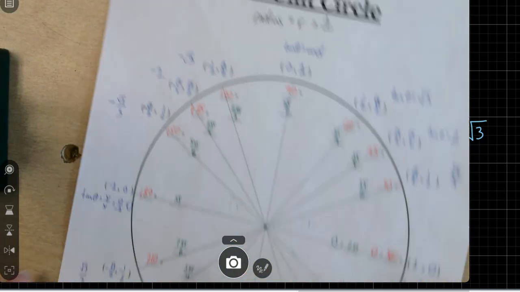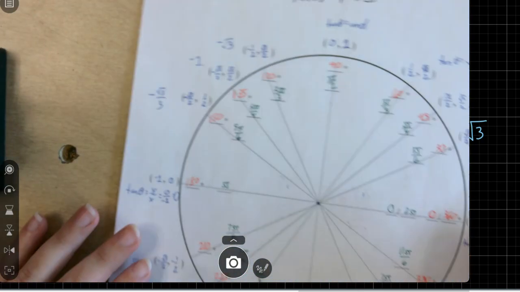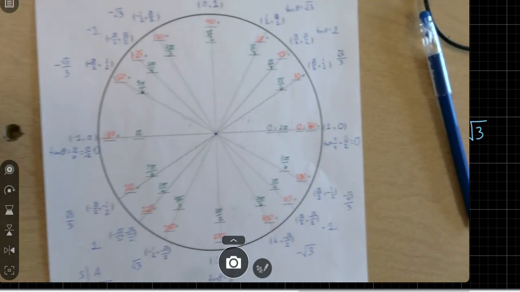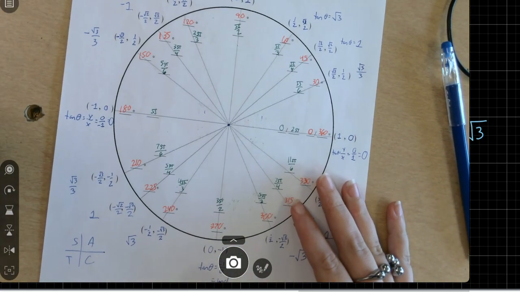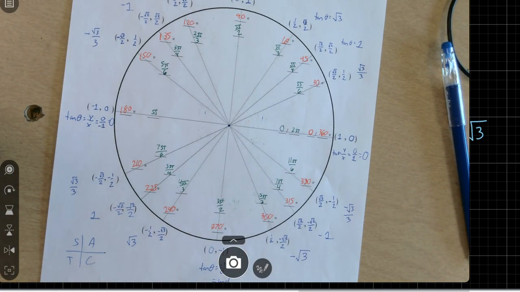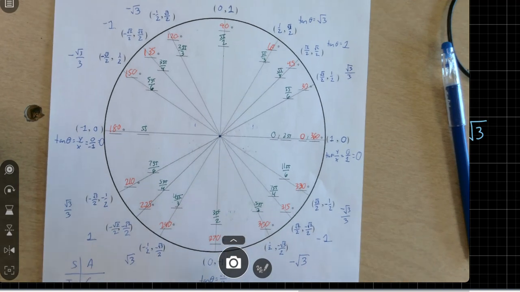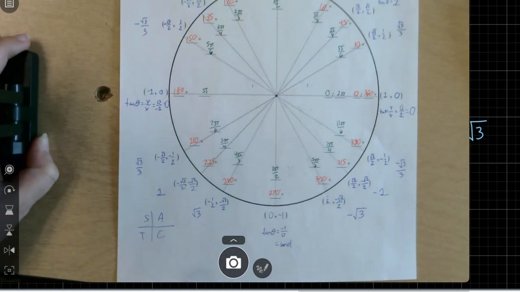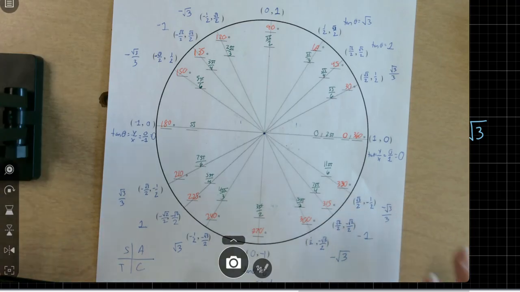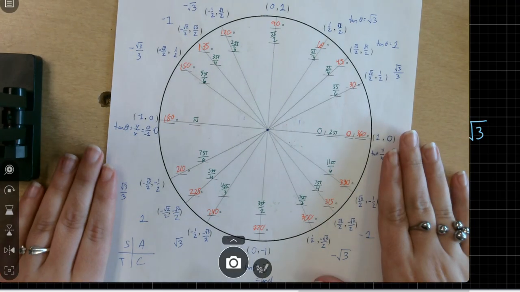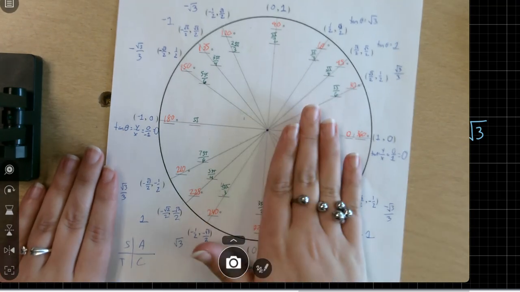Guys, you just completed the unit circle. You should be so happy and proud of yourself. Today is Wednesday. So tomorrow, because I don't want you to spend 3 days without looking at this, we're going to do a quiz. And you have to write down everything on the unit circle.